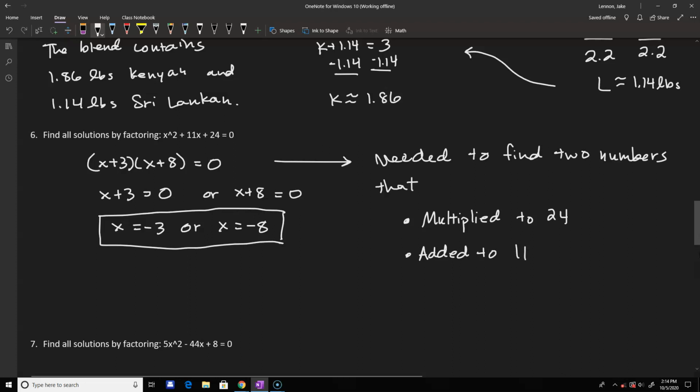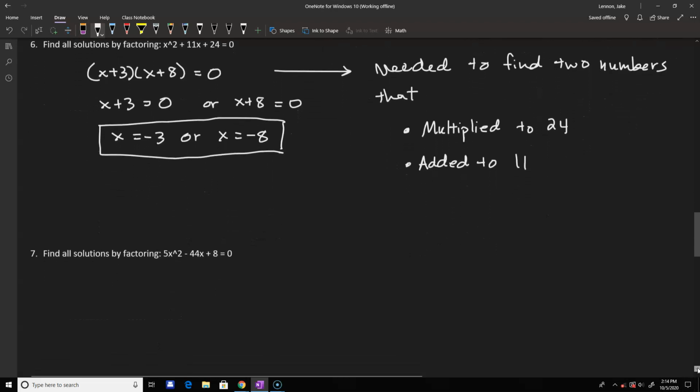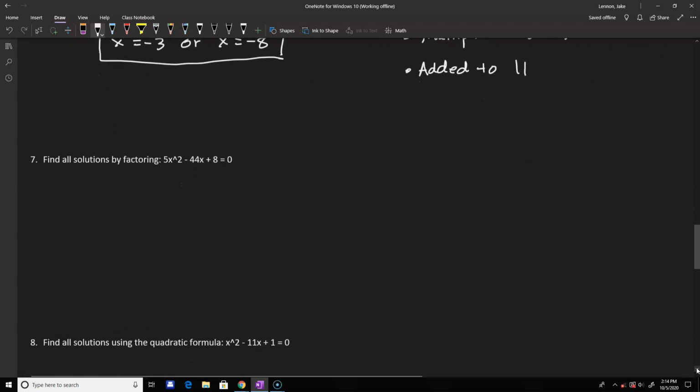You're going to have to do the same thing in the next problem, but it's not the easiest case. This is the harder case because we have a number in front. The first thing we have to do is multiply the first number 5 times the last number 8, the leading coefficient with the constant, so 5 times 8 is 40. We need numbers that multiply to 40 but add to -44. That's going to be -4 and -10, right? That's how we're going to split the middle term.